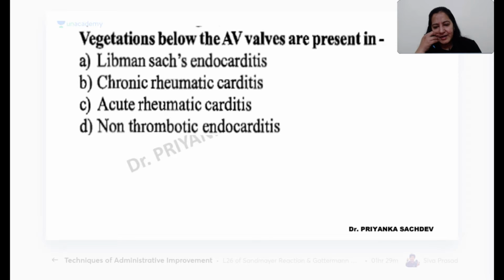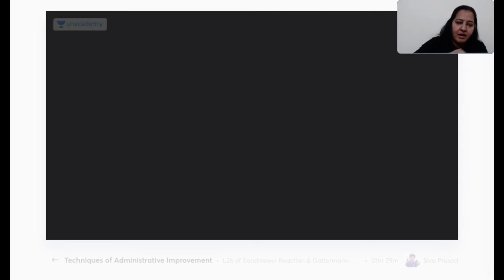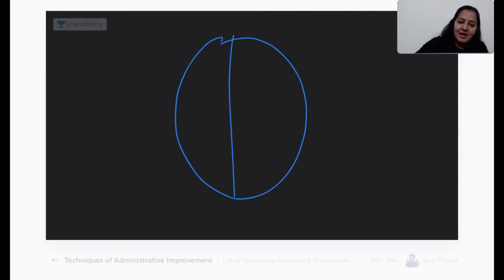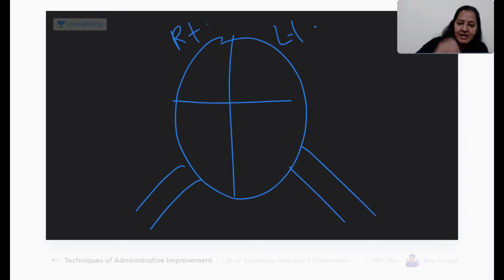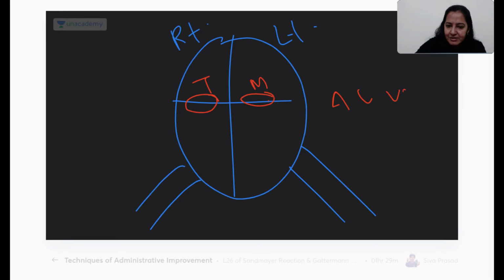Most of you are correct, not very much, but yes, the correct answer here is A, Libman-Sacks endocarditis. What is the question asked? Vegetations below AV valves. What are AV valves? Atrioventricular valves. This is the heart. There are 4 chambers in the heart. This is the left side and this is the right side. Mitral valve and tricuspid valve are present between atria and ventricle. That's why these two are known as AV valves.